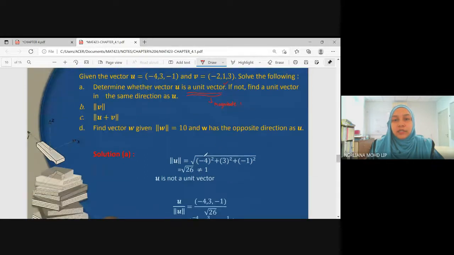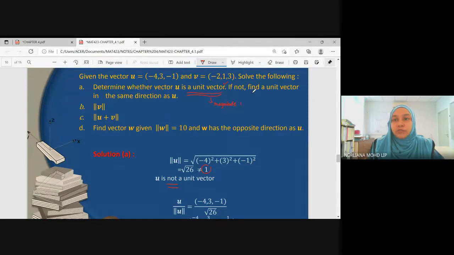So we find using this formula, the magnitude is equal to the square root of negative 4 squared plus 3 squared plus negative 1 squared, which is equal to square root 26. It's not equal to 1. So it is not a unit vector.